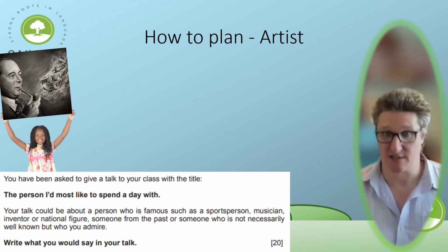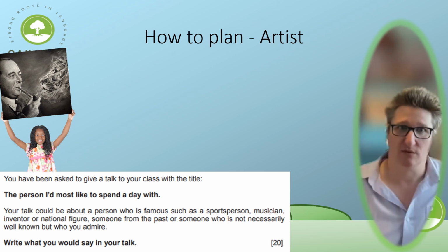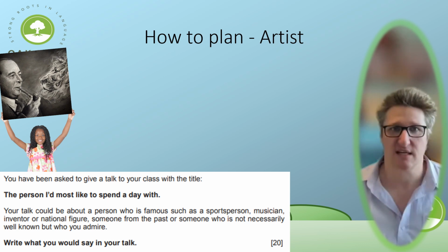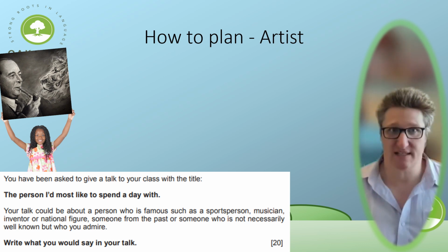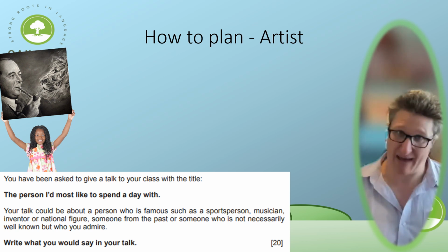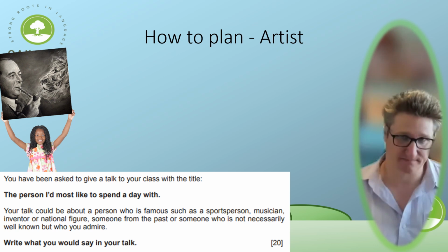Well, we've talked about a question. Let's look at a couple. Once you've identified your audience and purpose, which shouldn't take more than about 30 seconds, it's time to make your plan. If you have an artistic mind, then you can plan using a mind map. Have a look at this suggestion for this GCSE style question.